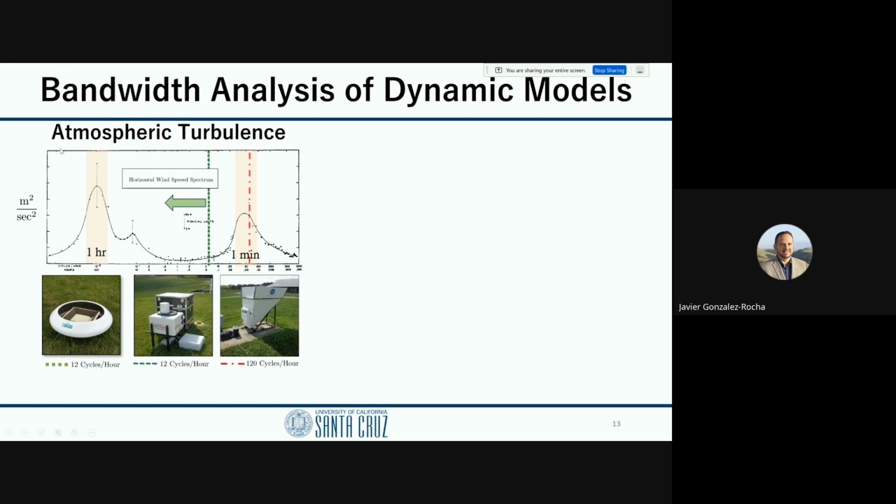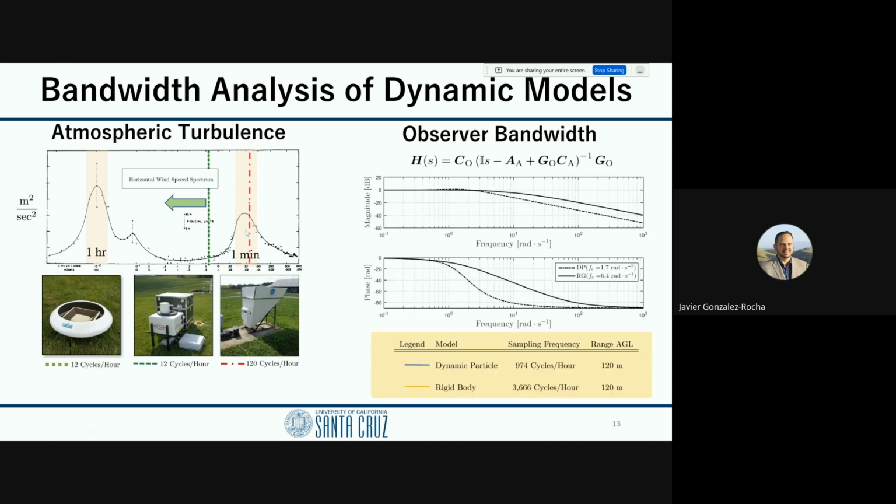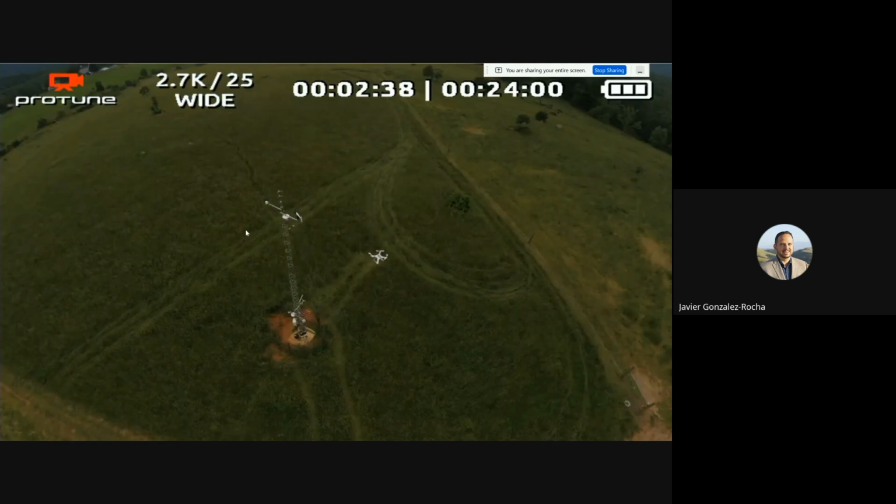When we put them in this map, which is a general representation of the turbulence in the atmosphere, we see that only the sensor sampling 120 cycles per hour is actually capturing the turbulence happening on the 1 minute scale. When we look at the aircraft, we compute the observer bandwidth for both the dynamic and the rigid body model, and we plot them. This tells us that in theory, the drone, at least the one that we were using, can help us capture those fluctuations. This is a great result, but now let's take the theory to practice.